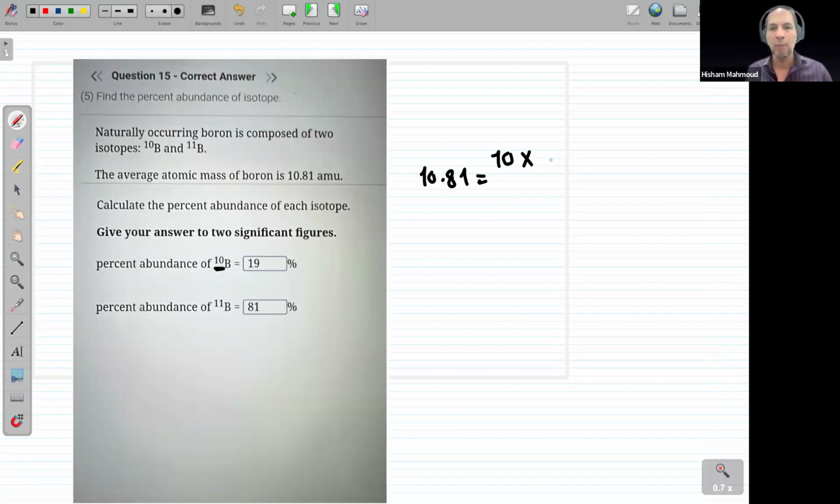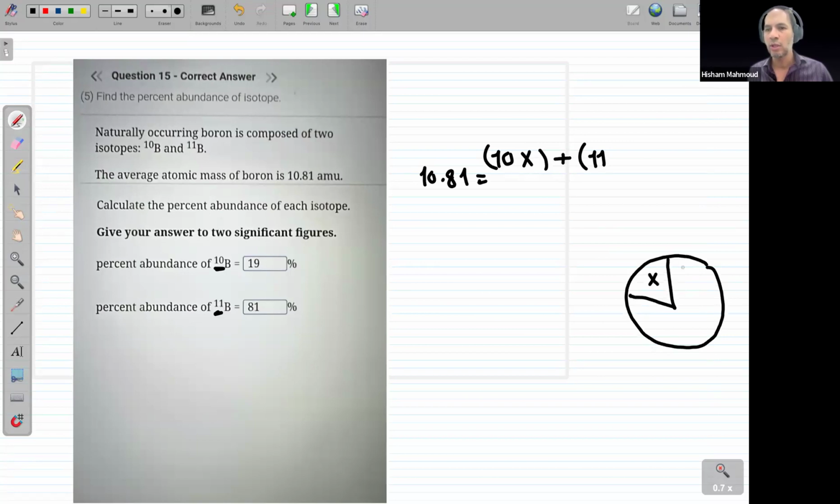So 10X plus, yeah, that was the first isotope. What is the second isotope? It is 11 AMU. So this means that 11 is multiplied by what? If the total percentage of both of them is 100% and one of them is X%, the other one normally will be 100 minus X%. That's why I multiply 11 by 100 minus X, and this all will be divided by 100.